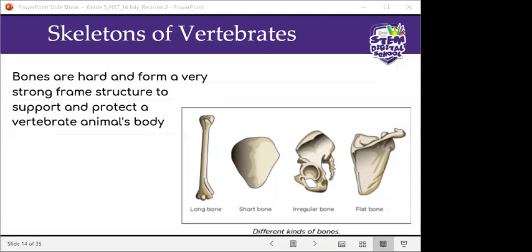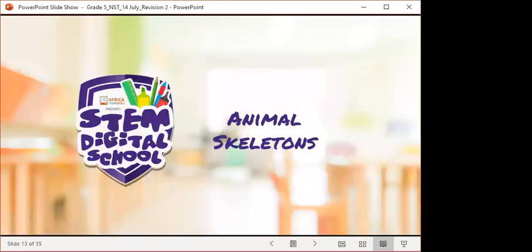Okay, Sakura, your hand is up. Ma'am? Yes. I wanted to tell you, ma'am, me and my sister were not here on Monday, so we don't know what she was talking about. Okay, we're doing revision of term 1's work. And as mentioned, we have moved on to our topic, animal skeletons. So that is the topic in term 1. Okay, ma'am.